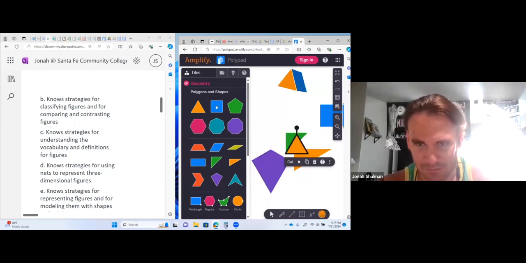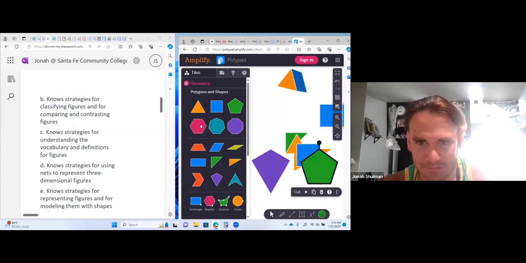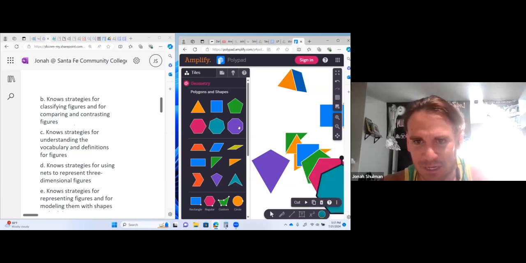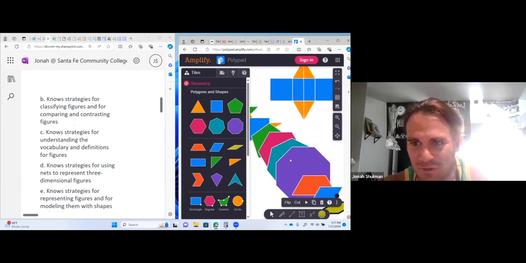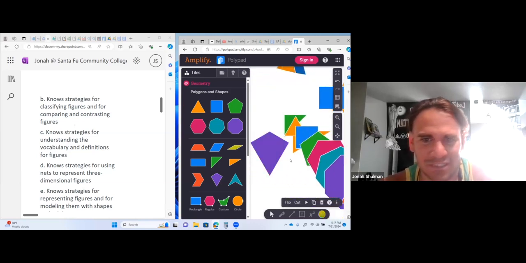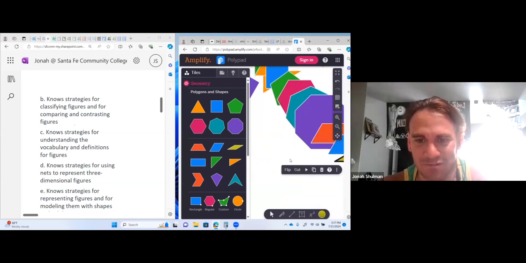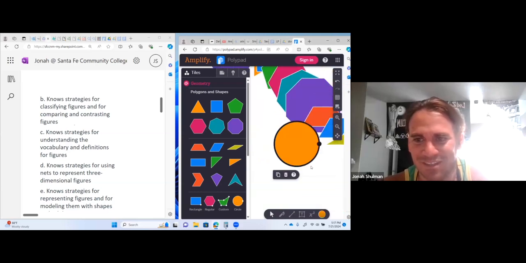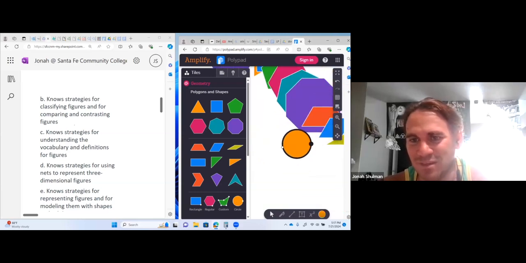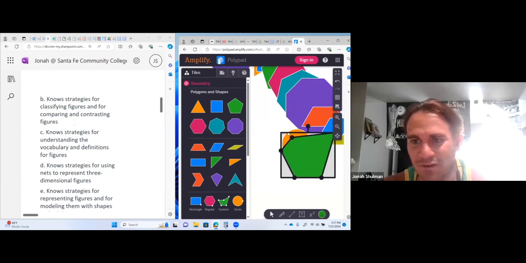We're talking triangle, square, pentagon, hexagon, septagon, octagon, trapezoid, parallelogram, rhombus. It's like a shape menagerie, right? Then we got our circles. If we cut a circle in half, guess what? It's a semicircle. We can create our own, right?